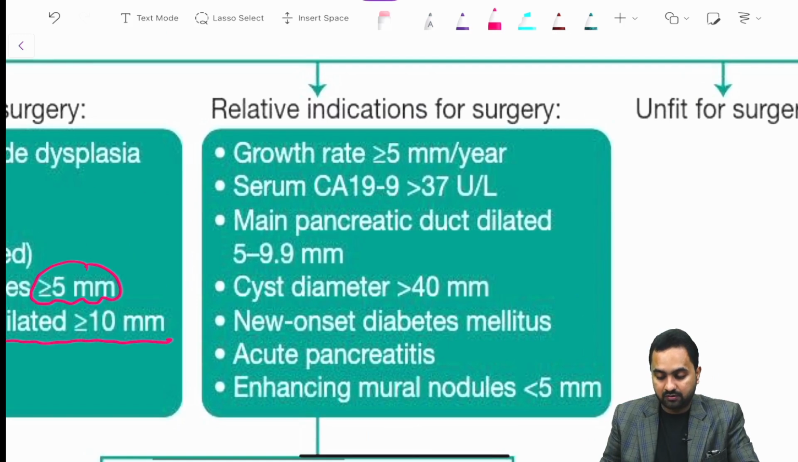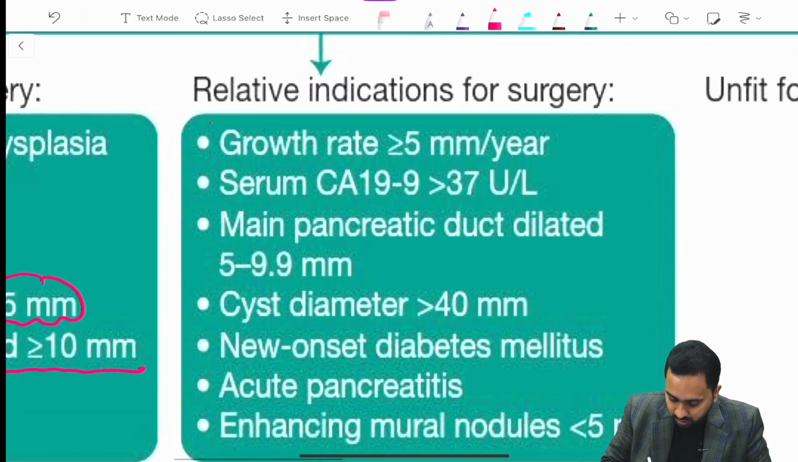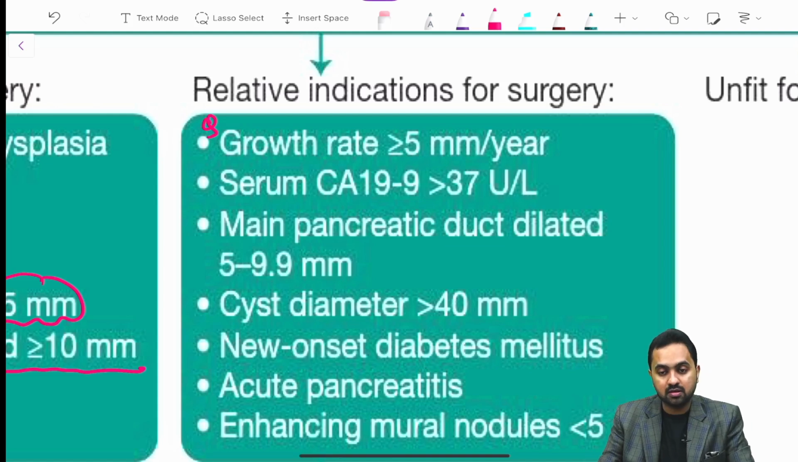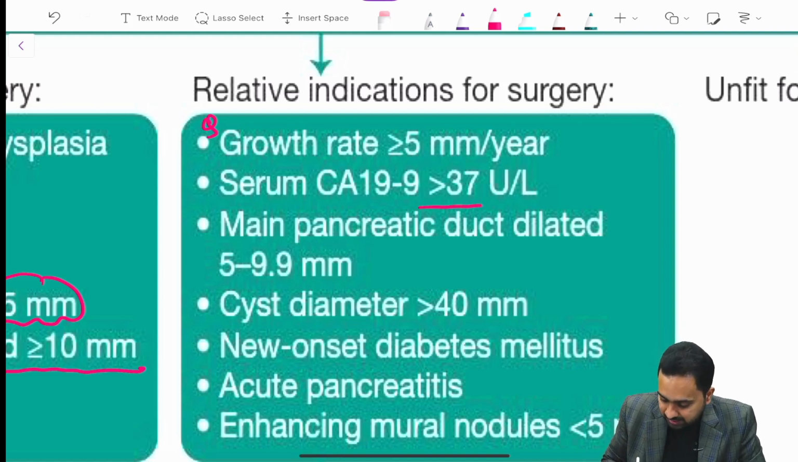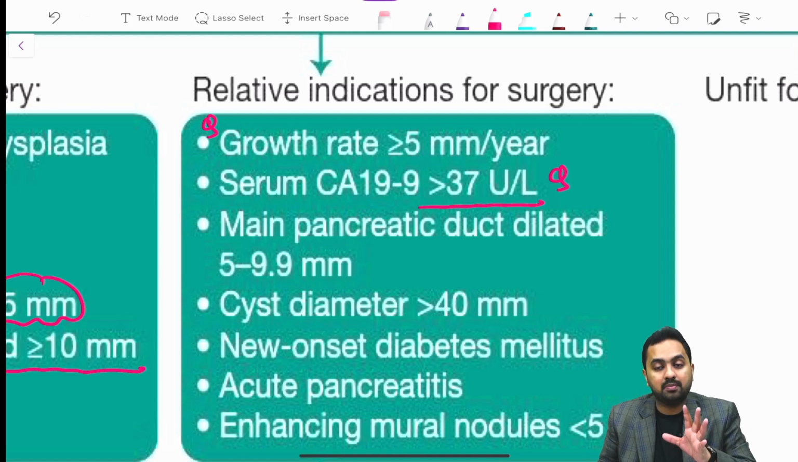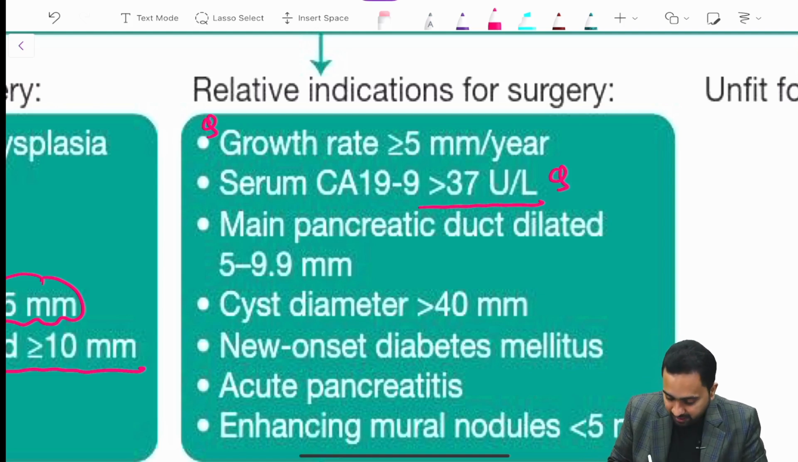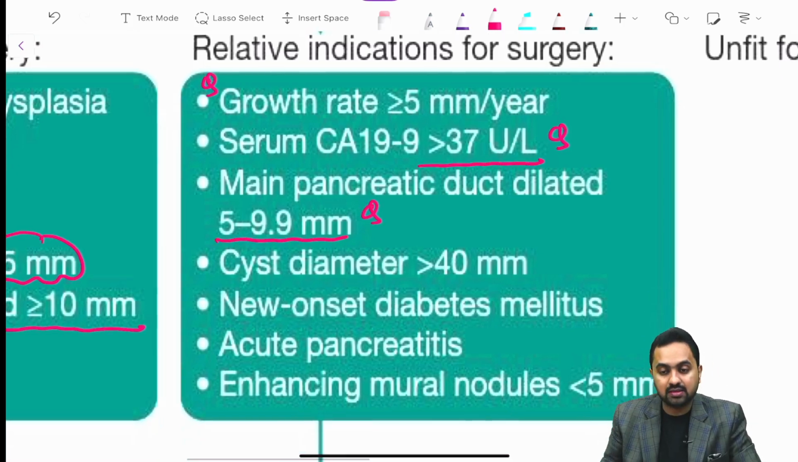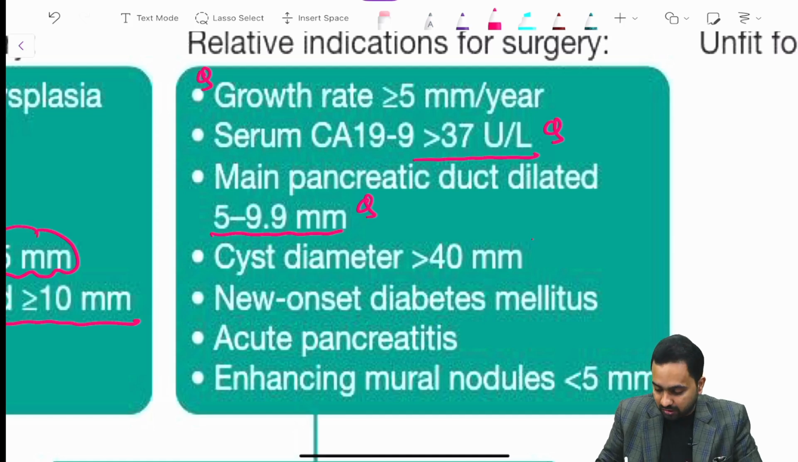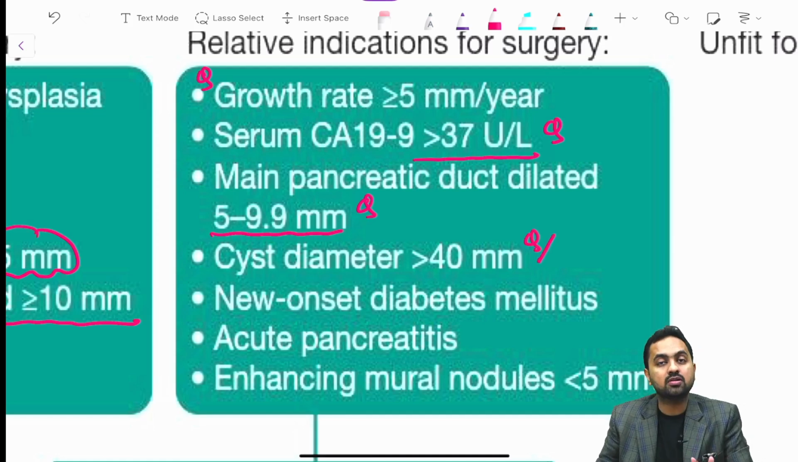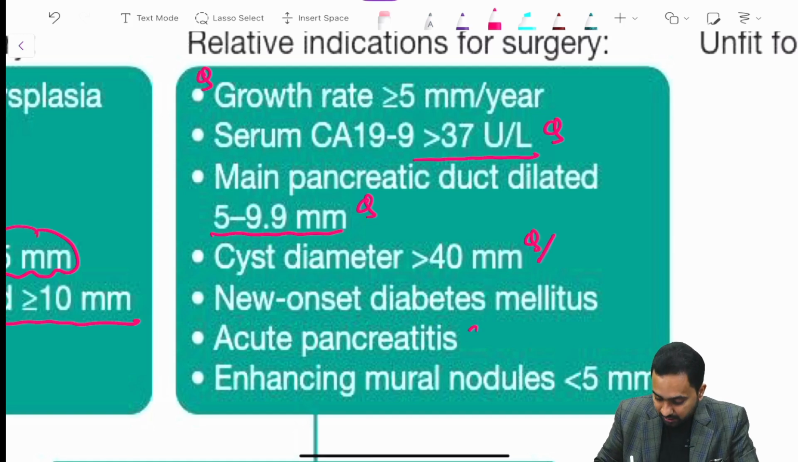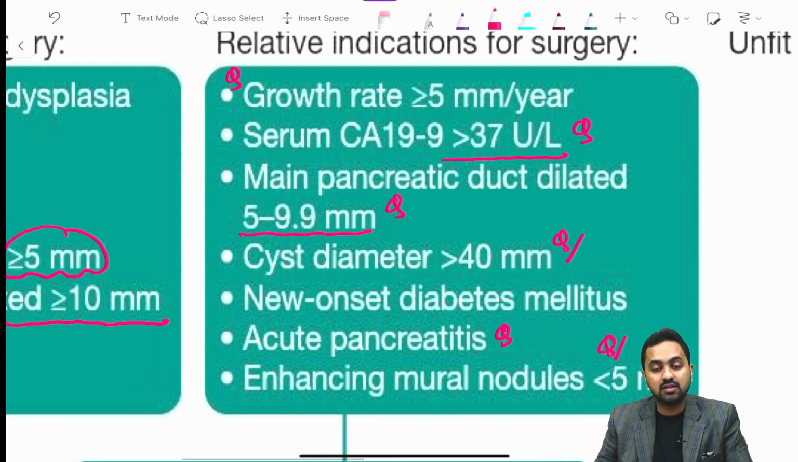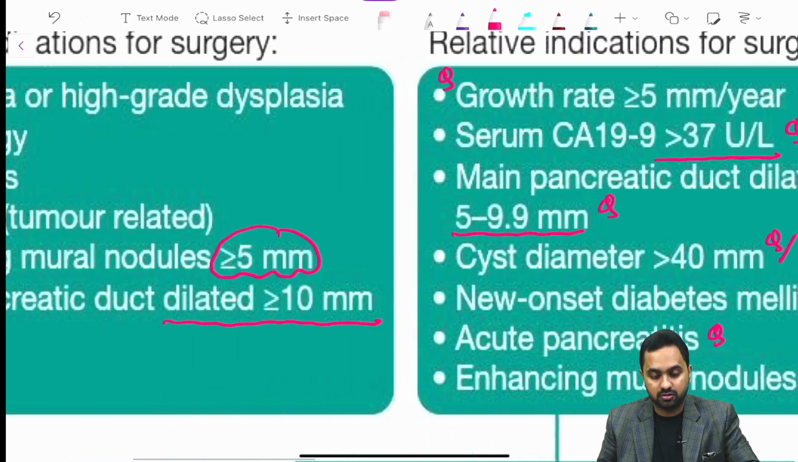Now, then we check for your relative indications for surgery, which has your growth rate more than 5 mm per year, serum CA19-9 more than 37 units per liter, your main pancreatic duct dilated between 5 to 9 mm, your cystic diameter more than 40 mm, a new onset of diabetes mellitus, acute pancreatitis, and enhancing mural nodule. So, these are your relative indications for surgery.